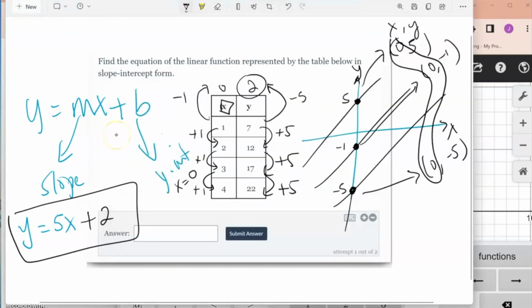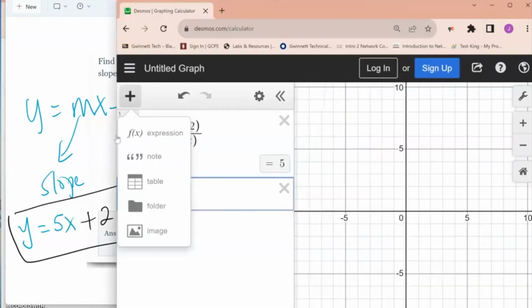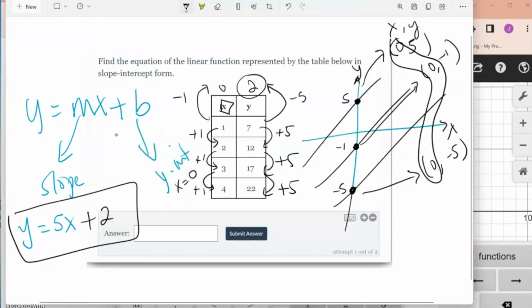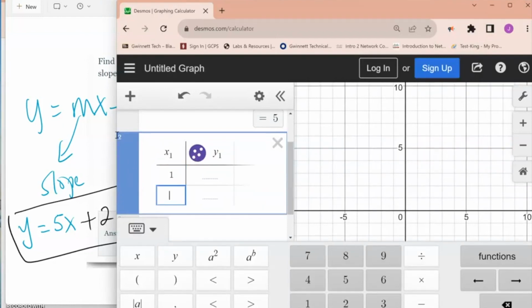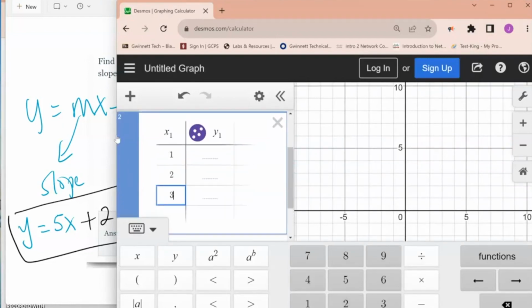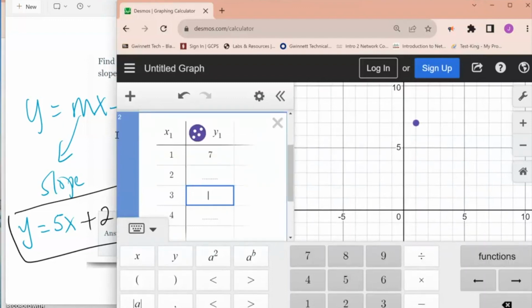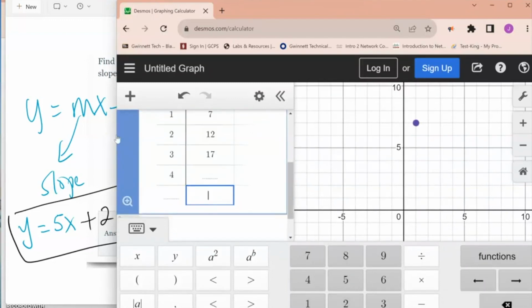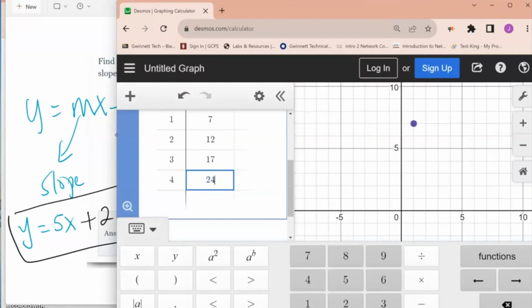You're going to insert, so in these kind of questions, you can insert the table. So you go right here, and you hit table, and then you put in the values. So 1, 2, 3, 4. And then 7, 12, 17, 22. What was that one? I think it was 17, 22. All right, make sure you copy the table link correctly.